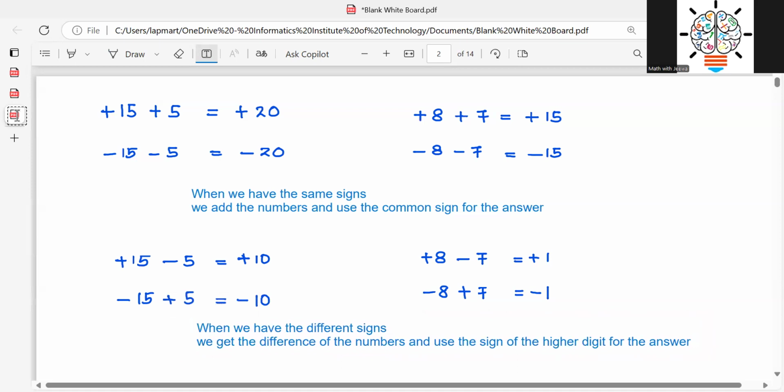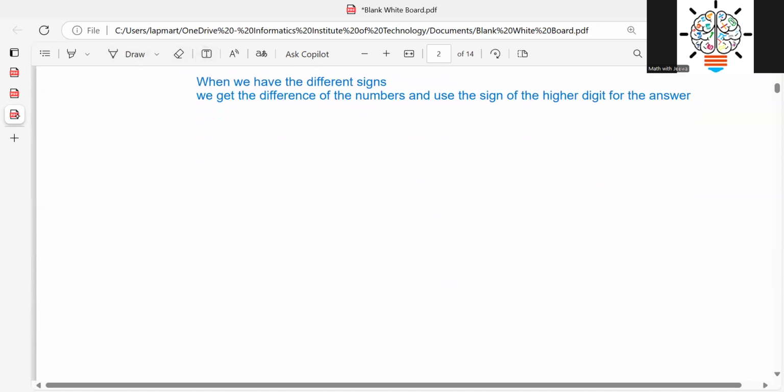So that is the explanation, right? You just see that when we have the same sign, you add the numbers and use the common sign. And when we have different signs, we get the difference of the numbers and use the sign of the higher digit for the answer. Now, if you want to copy this down, you can pause the video and copy it down. Then we will move to the next part.